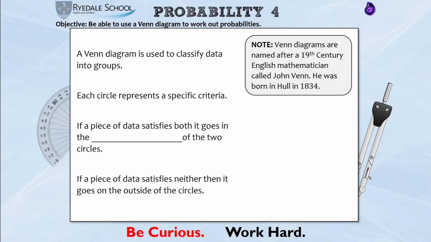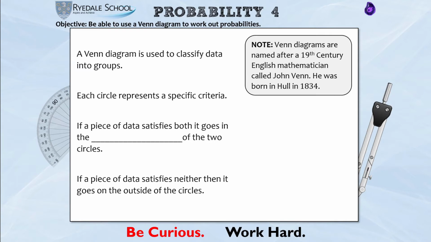What you might not know is that a Venn diagram is named after a 19th century English mathematician. The name John Venn sounds very English, but I hadn't realised that Venn was an English surname, and he was born in Hull in 1834.